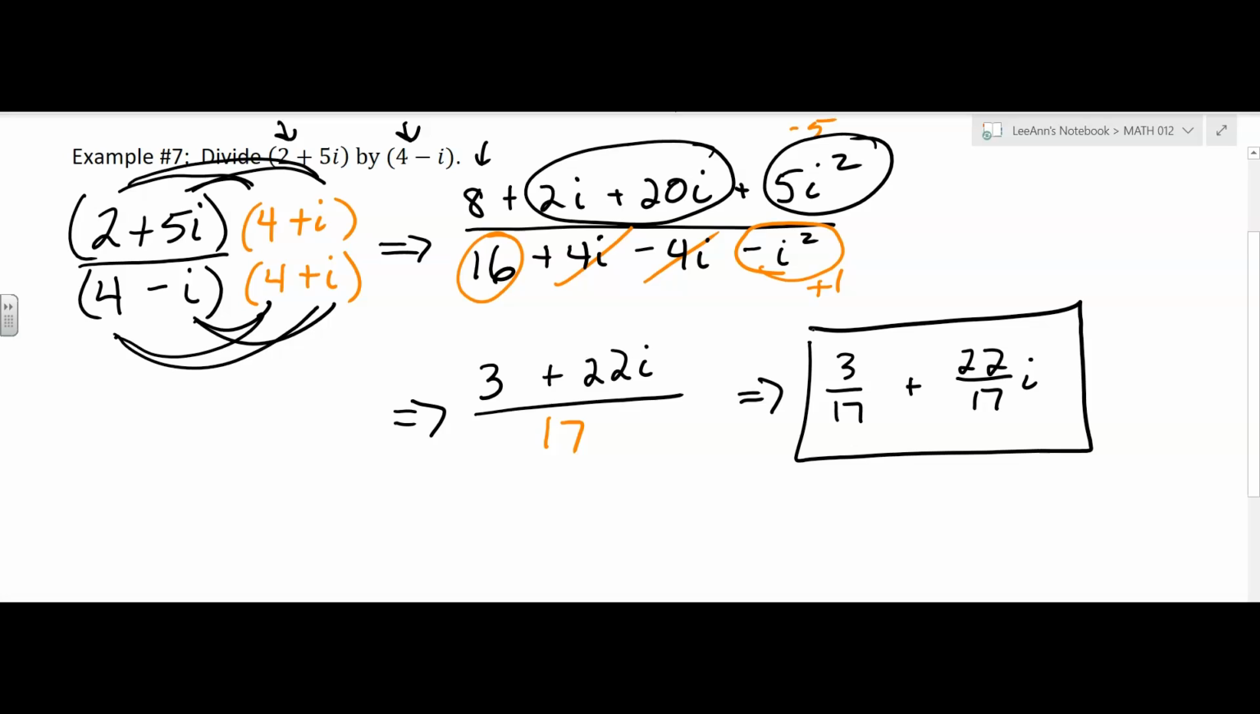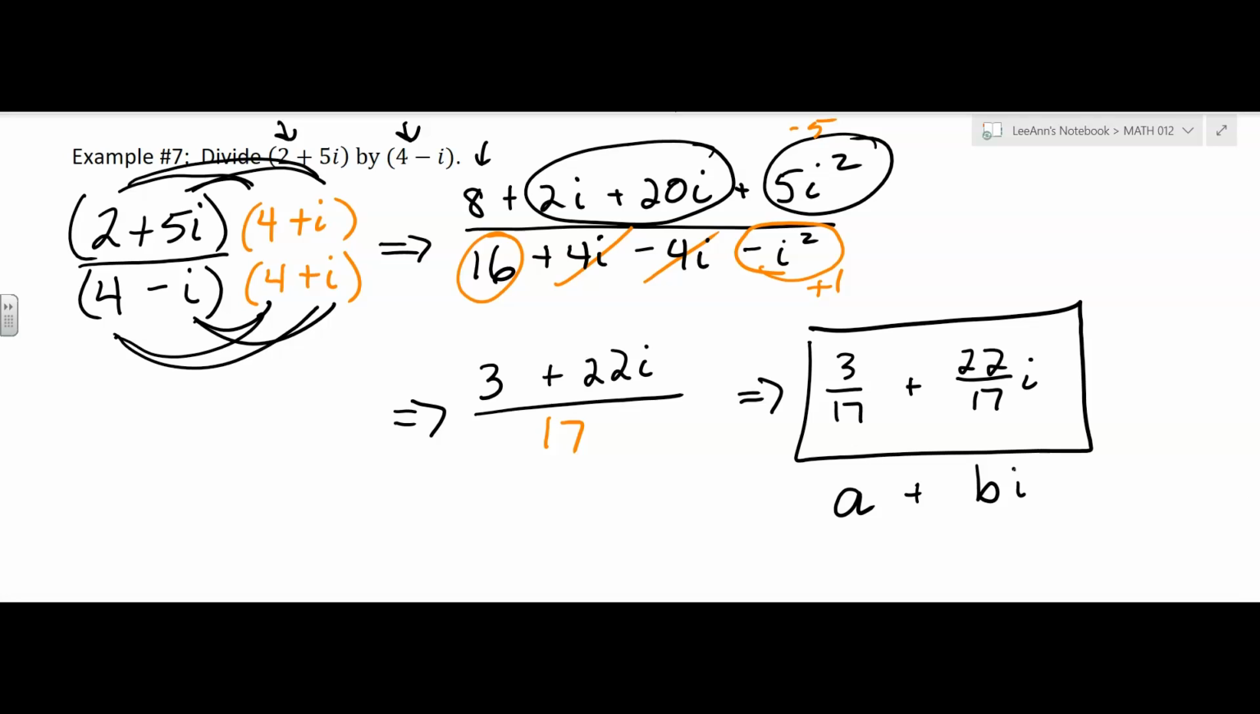Now you might say, well, why do we have to do that? Why couldn't we leave it the other way? Well, we want to see that a is a real number, plus b is also a real number, times i. So we want to see the real part and the imaginary part, okay?